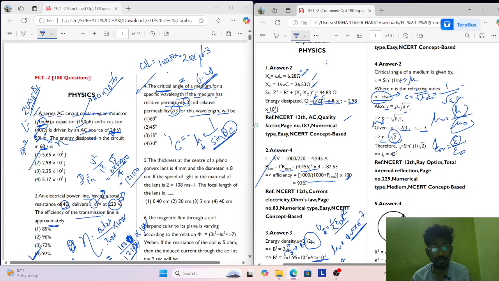Mu will be equal to root 2. Now, mu is equal to root 2, right? So 1 by root 2 is the value of sine 45 degree or pi by 4. So therefore our answer will be 45 degree.